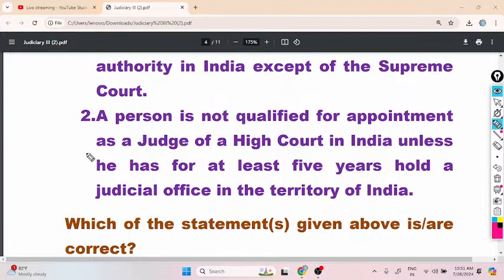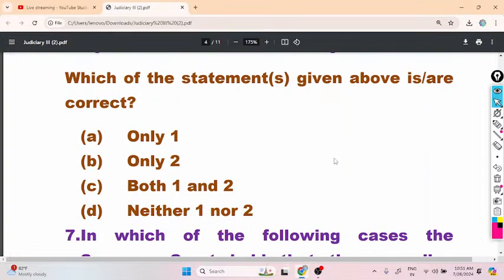So both the statements are incorrect. Neither one nor two. D. We'll come to the next question.